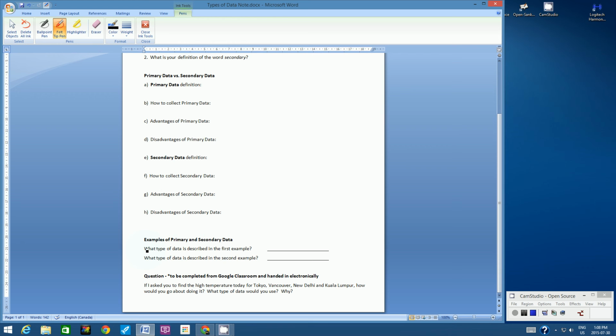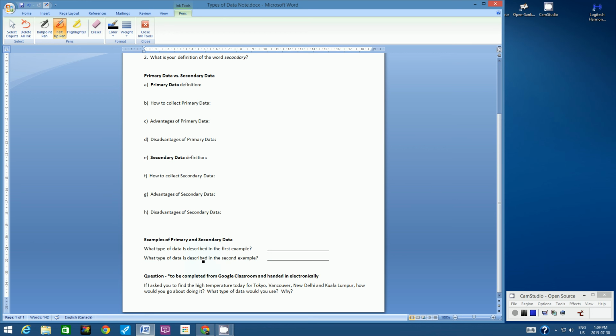So we have example 1. Your teacher asks you to personally collect data from your classmates about how many siblings they each have. The results from 15 students surveyed are 2, 0, 1, 3, 2, 1, 2, 1, 2, 4, 2, 2, 3, 3, 2. So what do you think this is an example of? Primary data or secondary data? Please write your answer in the space provided right here.